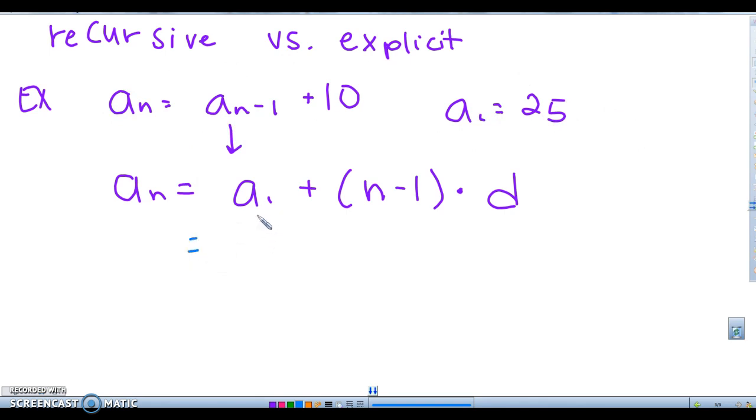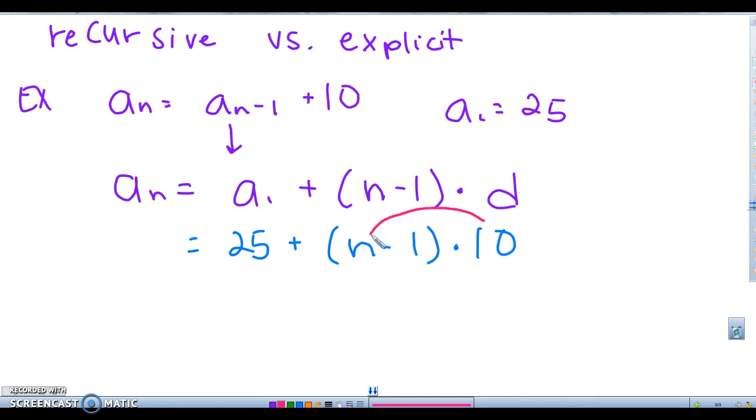So I know that a sub 1 is 25. I don't know what n is. That's my variable, but I know that common difference was 10. Now that's great, but it would be better if I could simplify this in any ways I can.